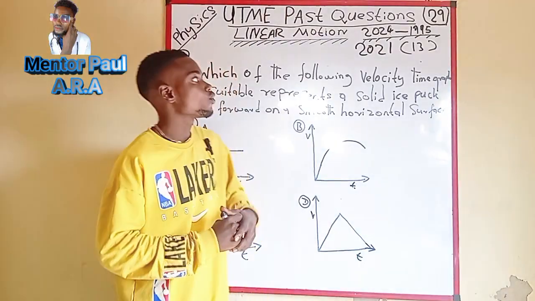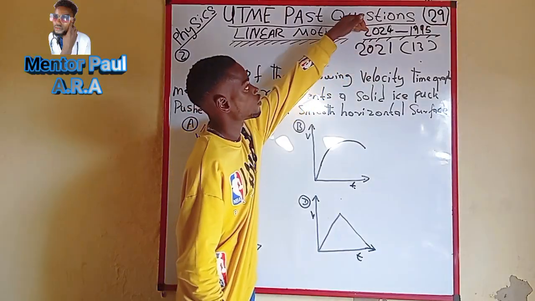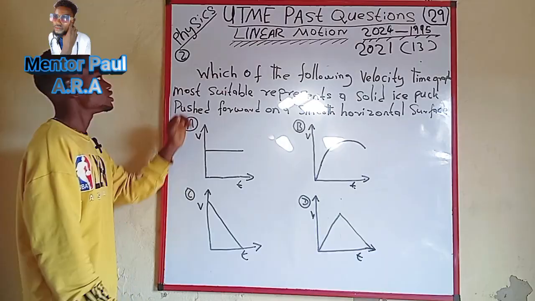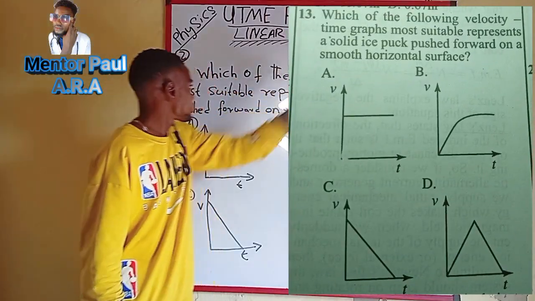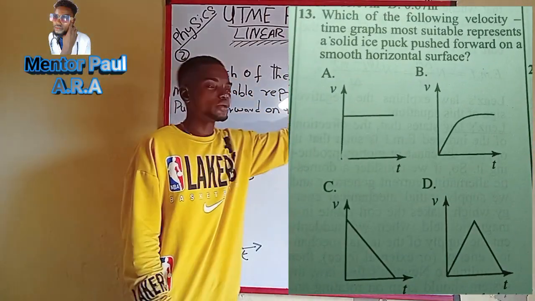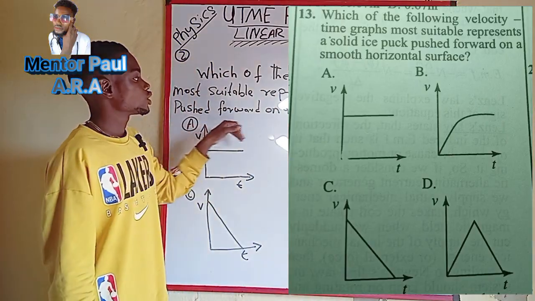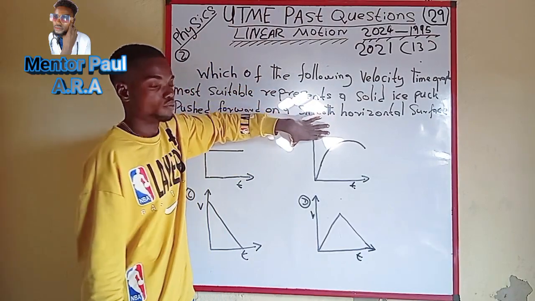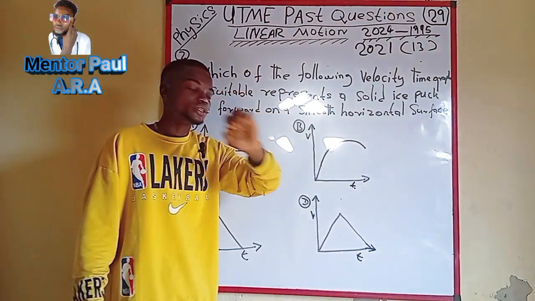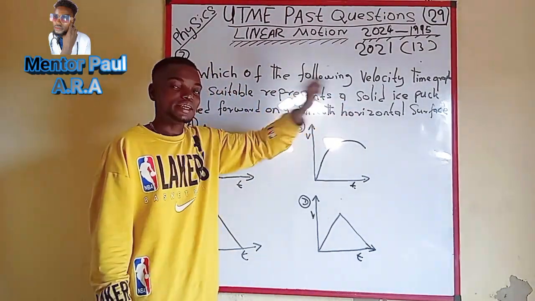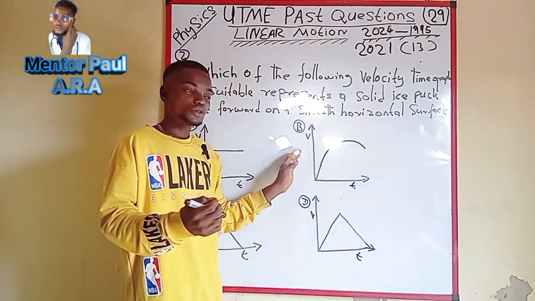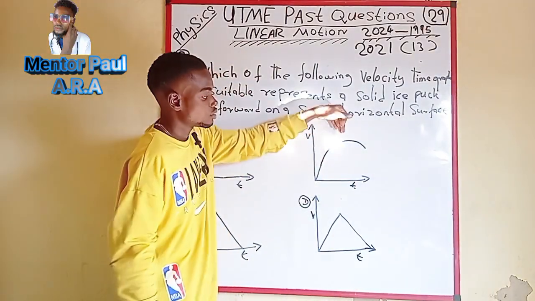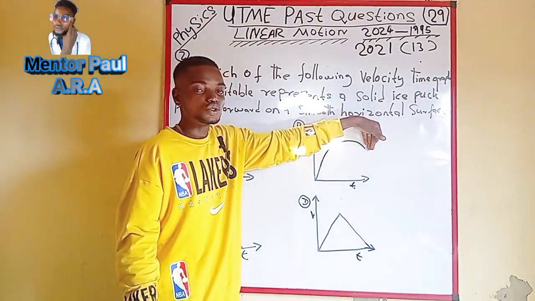The second question was back in the year 2021. So from 2024 to 2021, the question was asked on the 13th part of the question. It says, which of the following velocity-time graphs most suitably represents a solid iceberg pushed forward on a smooth horizontal surface? Now I'm going to start explaining from option B. This option B represents an object released from a great height, thereby attaining a terminal velocity, whereby the acceleration is going to be what? Decreasing.